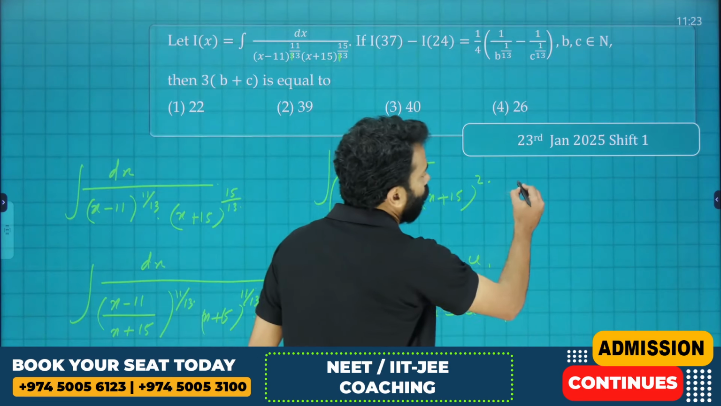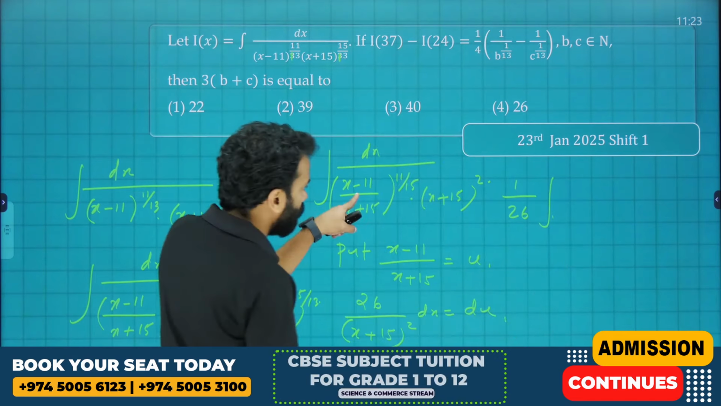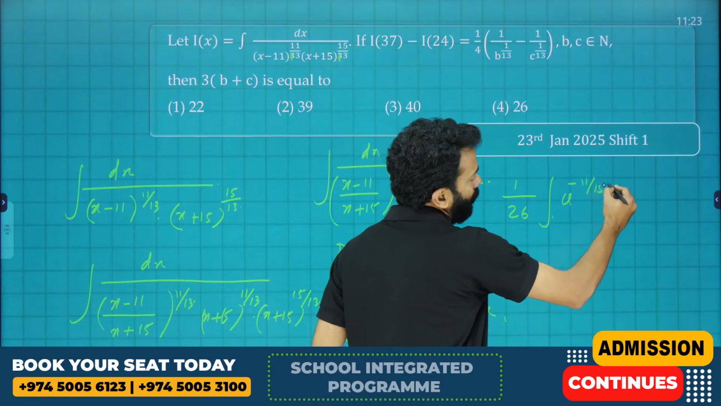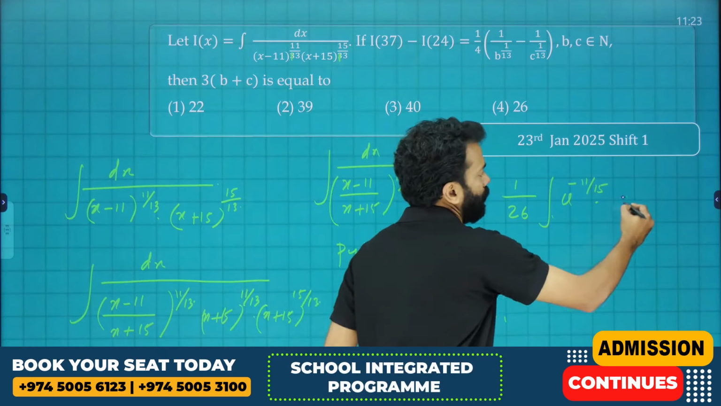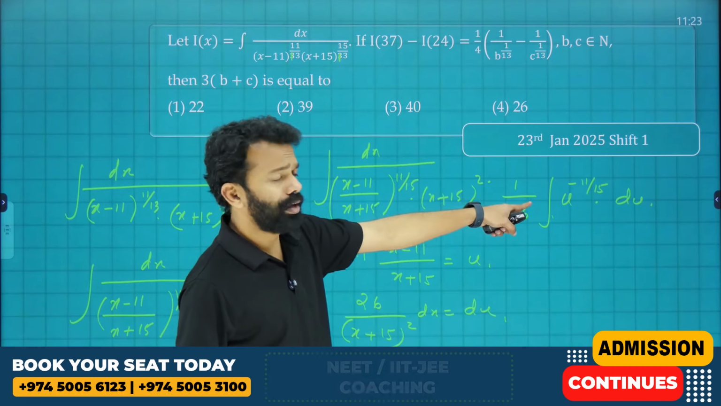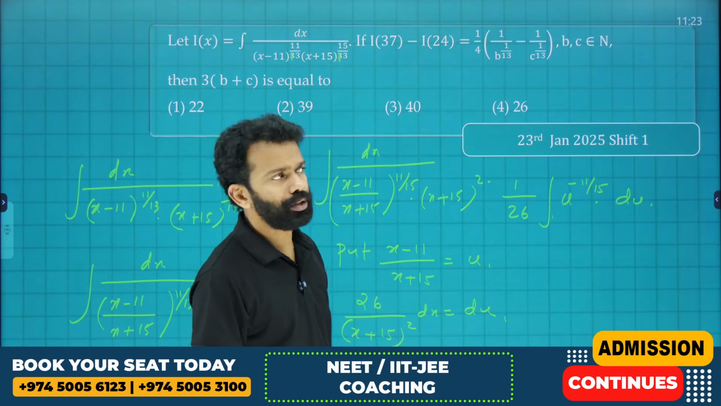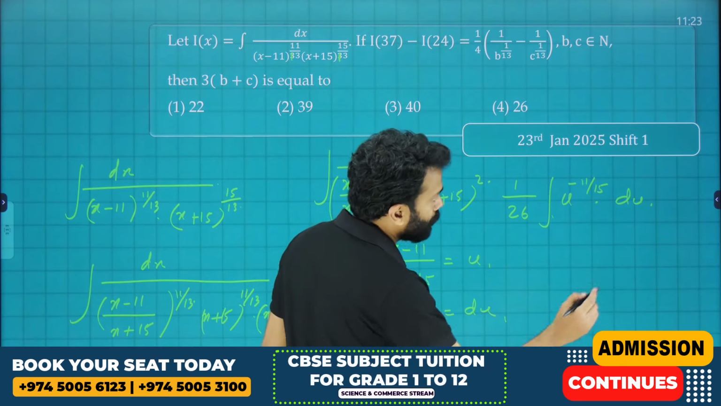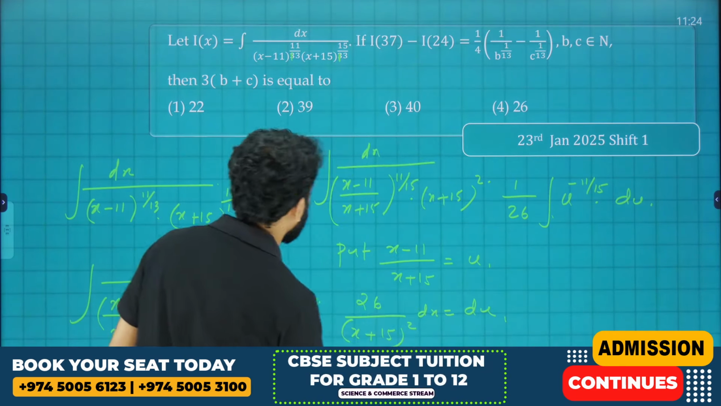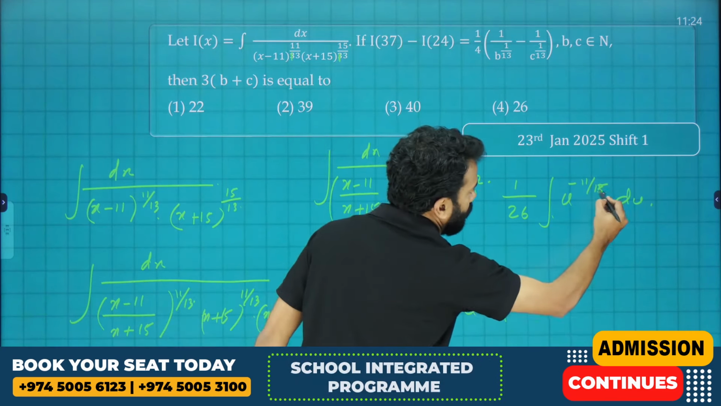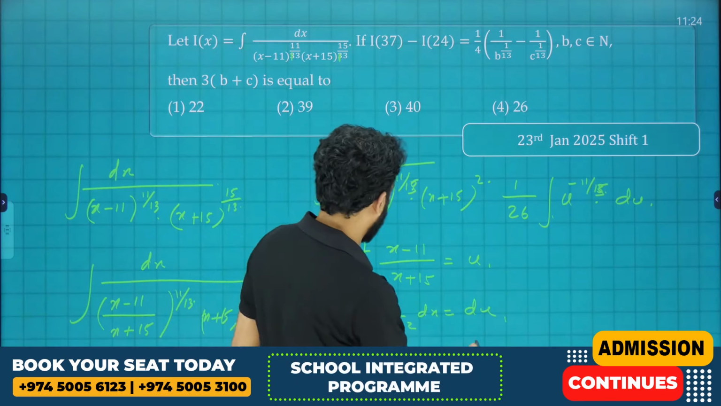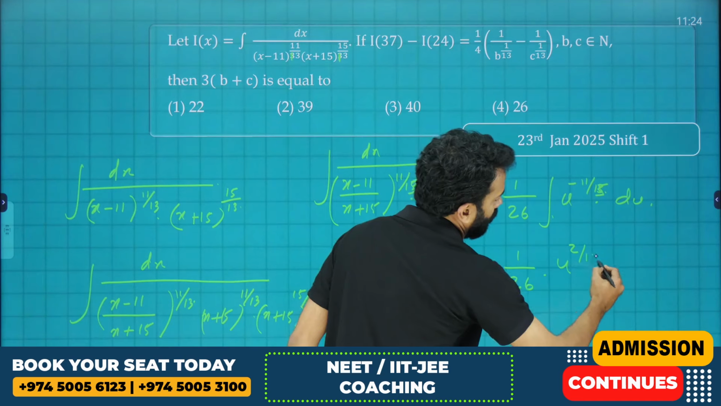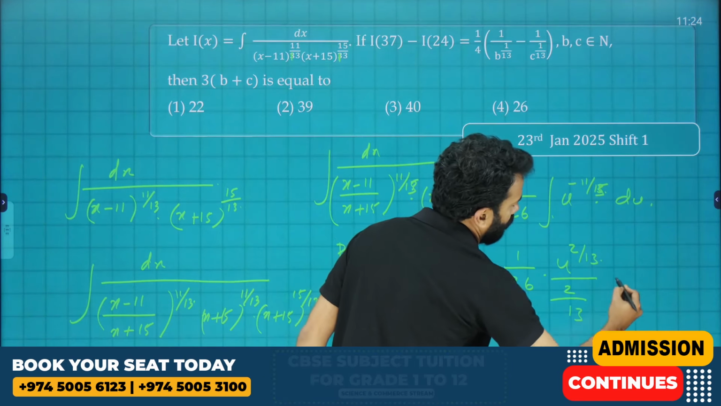So result will be 1 by 26 into, this will be u raised to 11 by 13, if you take it there, it will be u raised to minus 11 by 13 into du. Okay, that's fine, into du. So what is the integral of this one? u raised to minus 11 by 13, that is u raised to 2 by 13. Sorry, my mistake, it's 13. Therefore, it will be 1 by 26 into u raised to 2 by 13 divided by 2 by 13 plus c.